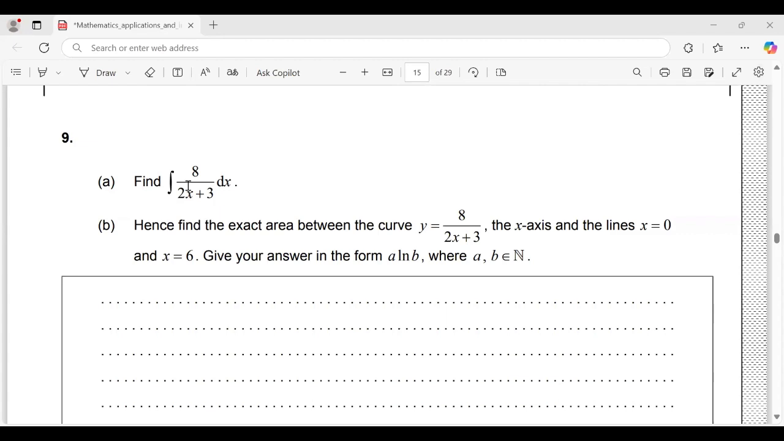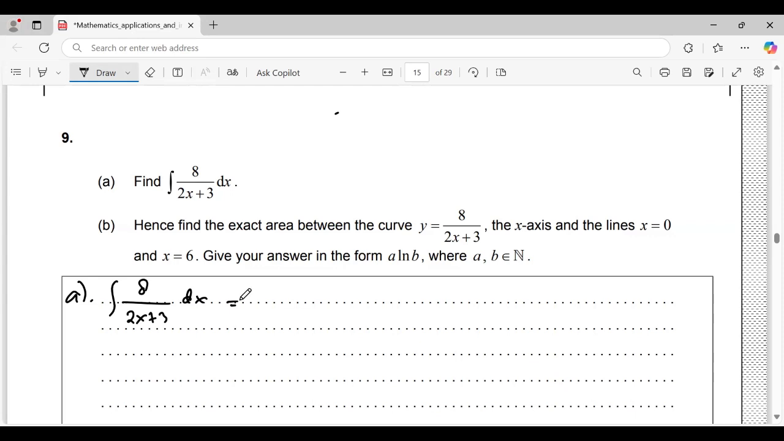Number 9, find the integral of 8 over 2x plus 3. And part B, hence find the exact area between the curve y equals 8 over 2x plus 3, the x-axis and the lines x equals 0 and x equals 6, giving your answer in the form A ln B. Firstly, we need to find this integral, because we are going to use the integral to solve part B.